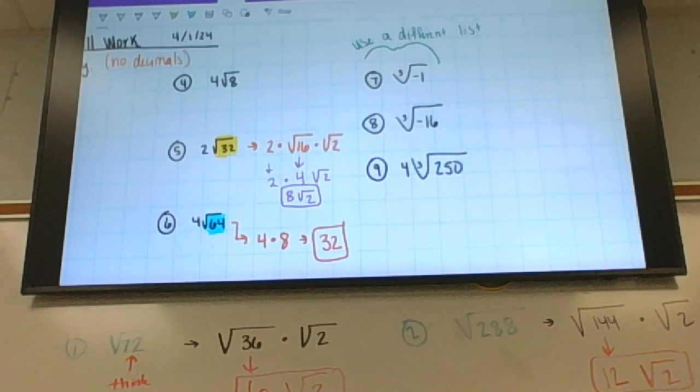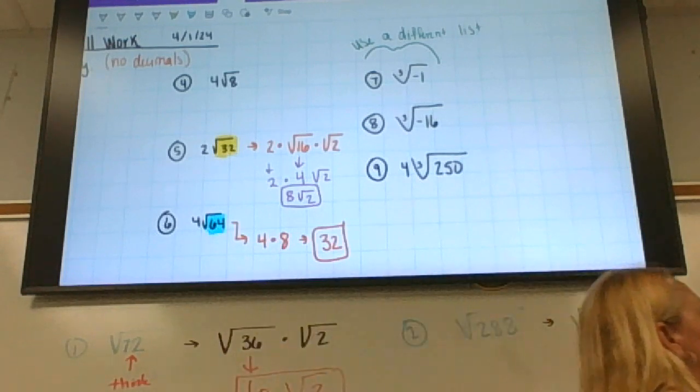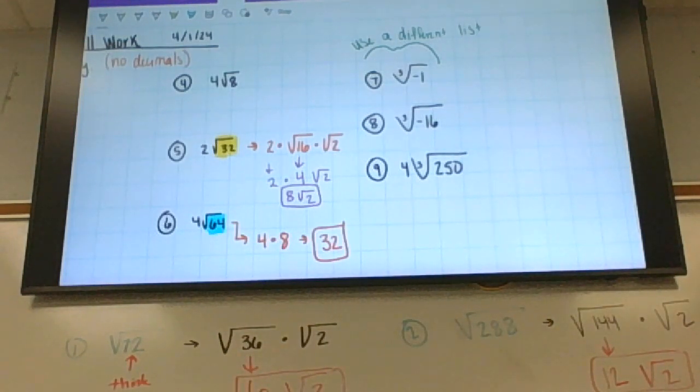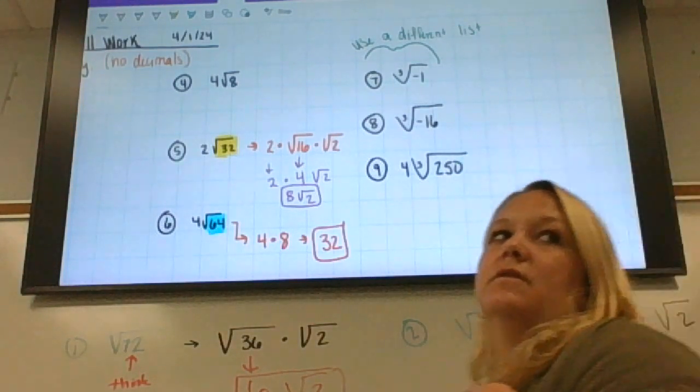None of these in this list can be negative. So the squares can't be negative, but the cubes can. None of these can be negative, but as soon as you go to cube roots, they are allowed to be negative.